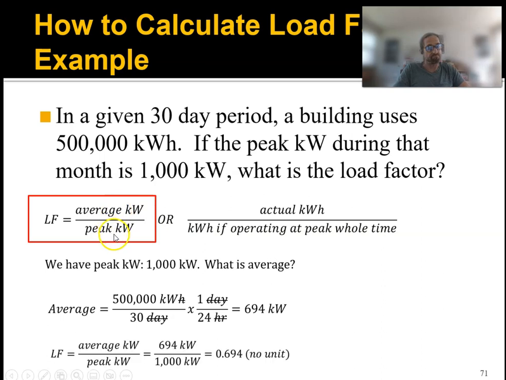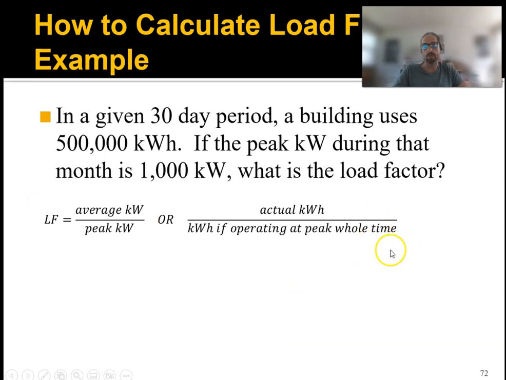I already have my peak. Divide, and we're good. Okay, so 694 divided by 1,000 kilowatts. Notice that the units cancel out, and so 0.694. Okay, not super hard math. So let's do it the other way.